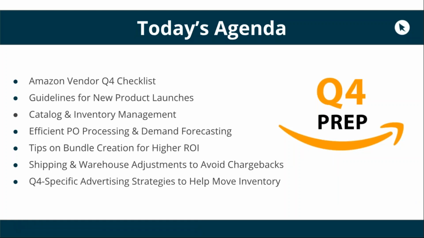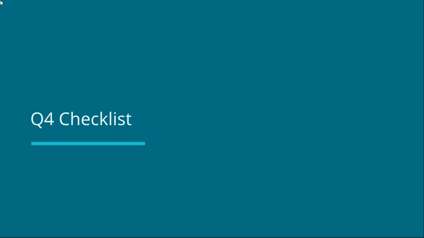Oh, the quick agenda, just to let you all know what we're going over today. Q4 checklist, which Eric will start with now, all the major factors to tighten in these coming days, as well as guidelines for new product launches on the advertising and operational front, catalog and inventory management, efficient PO processing and demand forecasting, as well as tips on bundle creation, shipping and warehouse adjustments to avoid chargebacks. I know we all hate those. And then Q4 specific advertising strategies to help move inventory. So now I will pass it on to Eric, who will begin with the content portion.